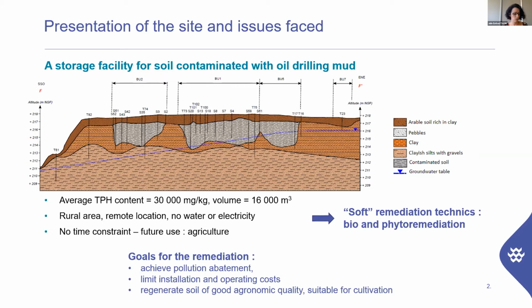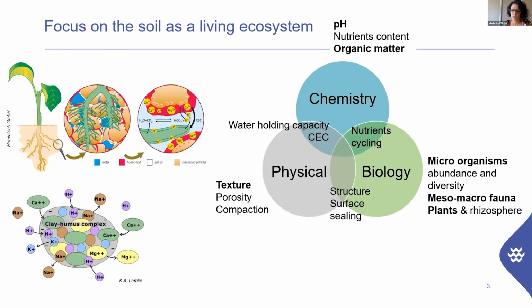So not only regarding the contamination, but also regarding other parameters, to bring a treated soil that is in the end suitable for cultivation. So in fact, soil is more than just a chemical composition. It's a really complex combination of chemical, physical, and biological characteristics. So we have to take into account several of these parameters to restore the good quality of a soil suitable for cultivation.